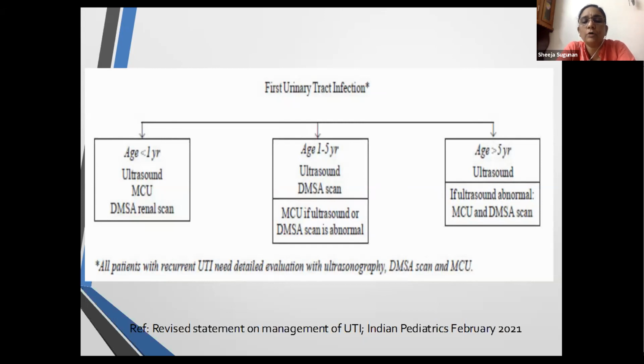If anything is abnormal, then you go ahead and do a MCU. For children who are more than 5 years, only an ultrasound is recommended, and the other needs to be done if the ultrasound is abnormal. If a patient comes to you with a recurrent UTI, the patient definitely requires a DMSA as well as an MCU. So it's very clear, it's 3-2-1. Three in less than 1 year, 2 in 1 to 5 years, and 1 in more than 5 years. It's quite clear. And anyway, imaging is a must in culture-proven urinary tract infections in children.